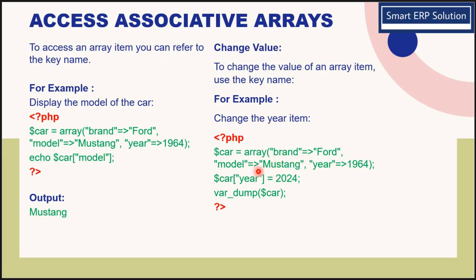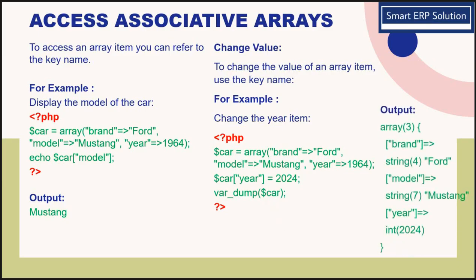We need to use this sign instead of equal. This is the syntax of the array. We need to change the value of the year, so $car['year'] equals 2024. If we write var_dump($car), we get the output as brand equals Ford, model equals Mustang, and year equals 2024 instead of 1964.